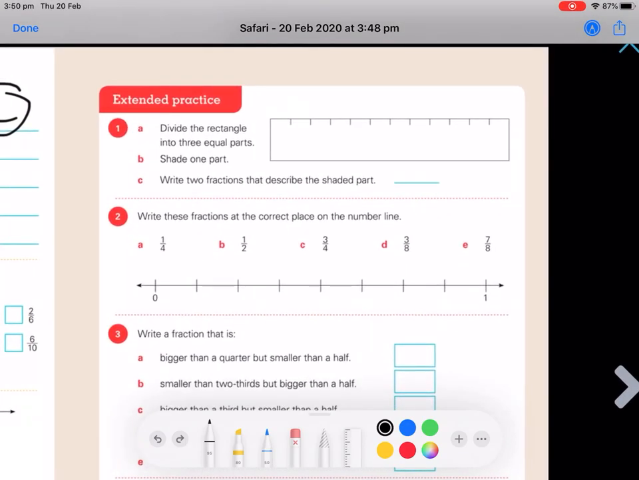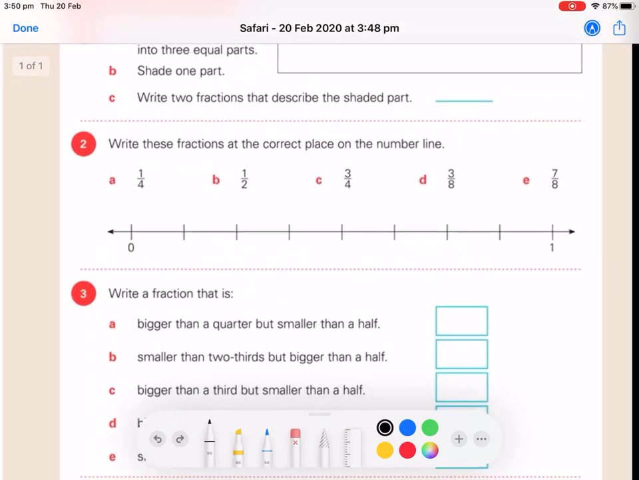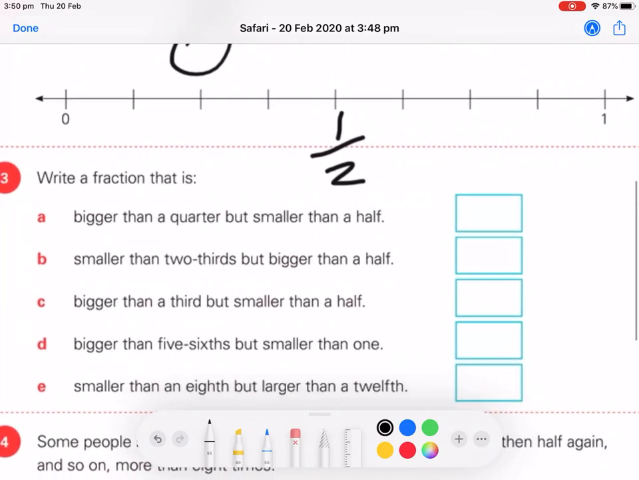Okay, moving on. Divide the rectangle into 3 equal parts. So you've got to work out where 3 equal parts are going to be for that one. Shade 1 part, write 2 fractions that describe the shaded part. So you're going to do 2 different fractions, one here and then one there. Write these fractions at the correct place on the number line. So a half, I can be pretty confident it's going to be right in the middle there. So a nice one to start with.